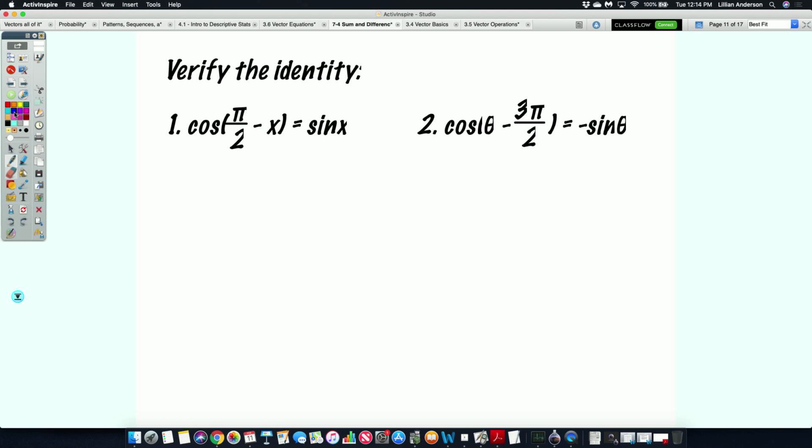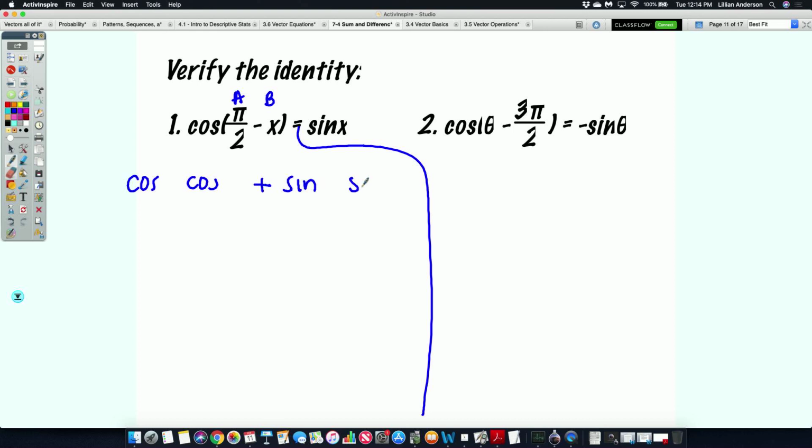Remember, anytime we verify, we always start with the more complicated side, which is the left. That is a cosine difference identity because this is A, this is B, and we're subtracting. So the identity is the cosine of A, cosine B, plus sine of A, sine of B. What's A? Pi over 2. And B? X. And so we can go through this now to verify that this equals sine.